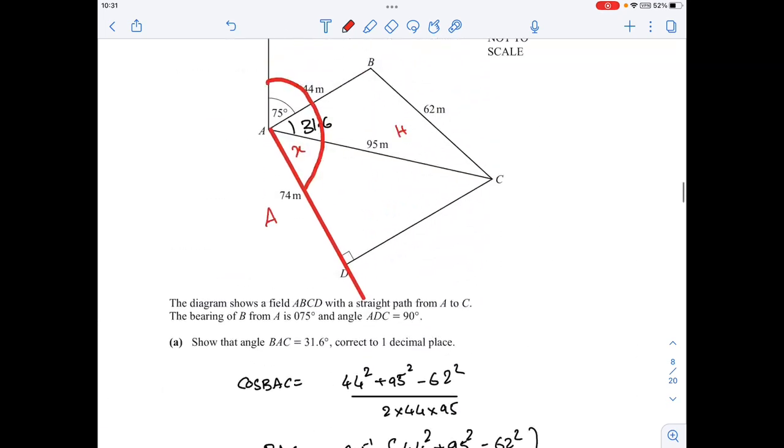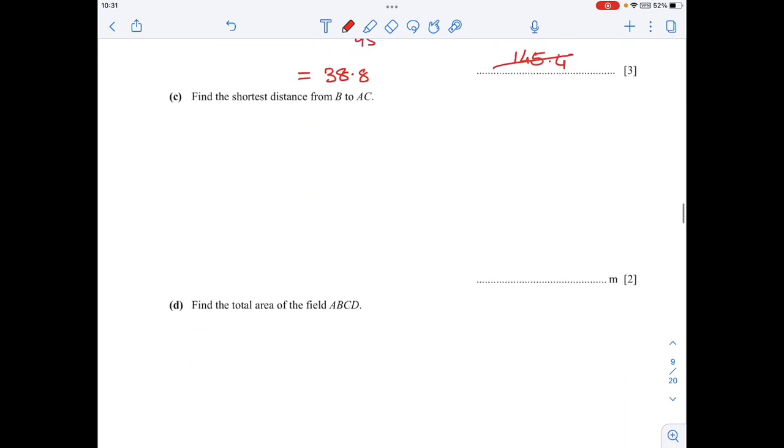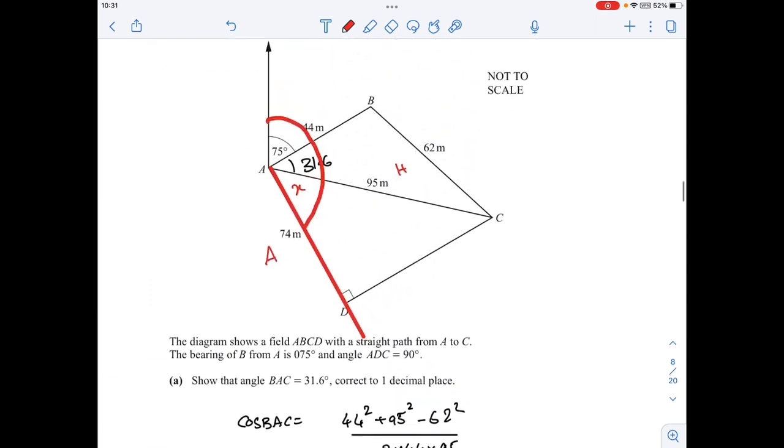So the total bearing will be nothing but how much? We have to add 75 plus 31.6 plus 38.8, which becomes 145.4. As the bearing is always written in 3 significant figures or 3 numbers, 145 is going to be the answer.